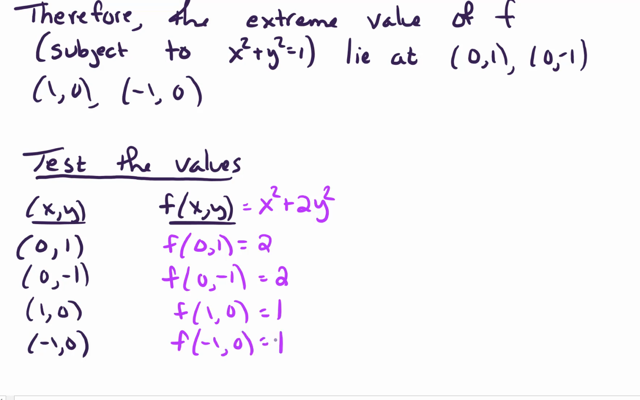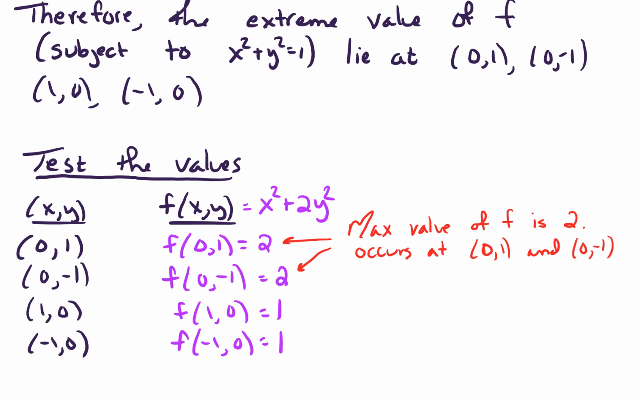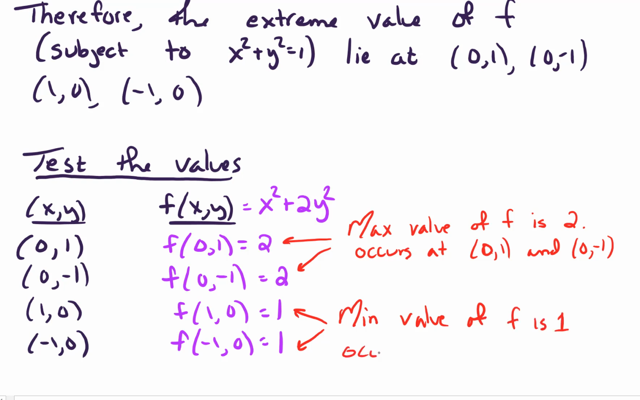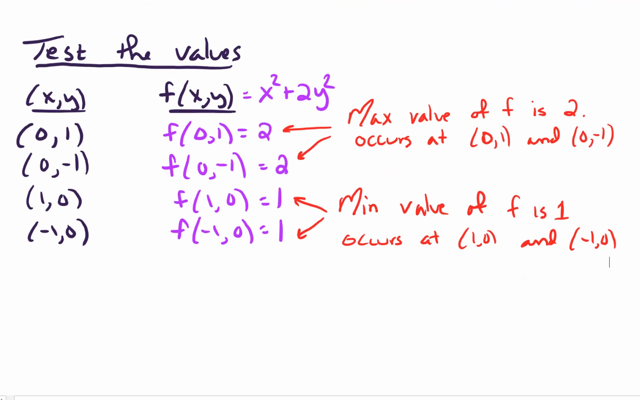So what does this tell us? This tells us that the max value of f is 2, and this occurs at 2 places. It occurs at (0, 1) and (0, -1). We also found a min value of f, subject to the constraint, and this occurs at (1, 0) and (-1, 0).